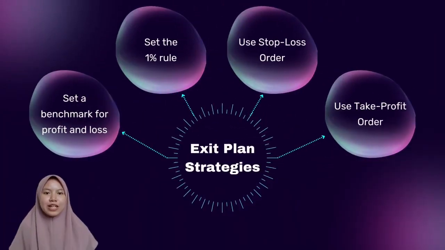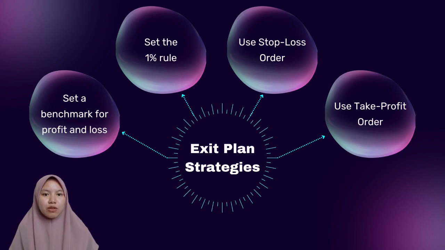There are 4 types of investment exit plan strategy that we use. Firstly, we set a benchmark for profit and loss. Our goal is to earn a 10% profit return on each share we purchase, and we set the maximum loss at 5%. So, when we reach that level, we may decide to exit by selling our share for a profit and prevent loss.